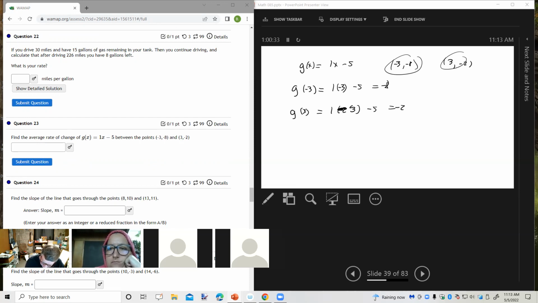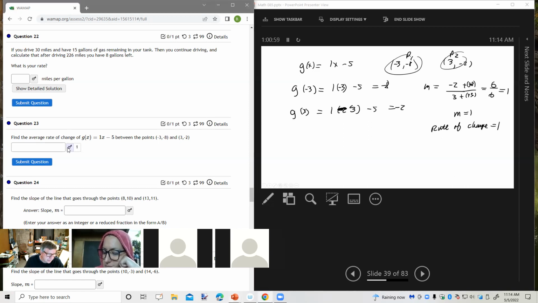Let's use the slope formula. So -2 minus -8 over 3 minus -3. So that's going to be what? 6 over 6, which is 1. So the slope is 1. The rate of change is 1. So we've got all this fancy language, but they're still just finding the slope. Okay.